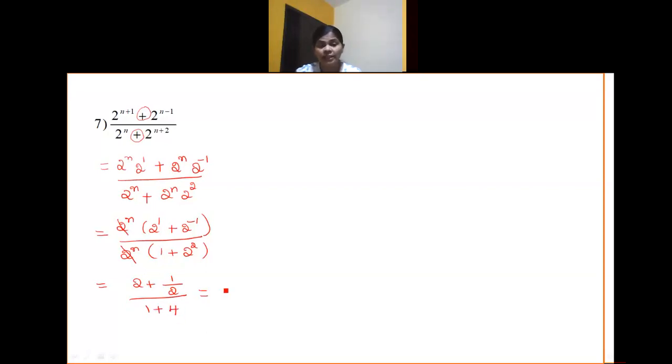Next step, if I take the LCM, 2 is the LCM. If I take 2 as the LCM, 2 into 2 becomes 4. So 4 plus 1 divided by 1 plus 4. Now this 1 plus 4 cancels. What remains is 1 by 2. This is the required answer.